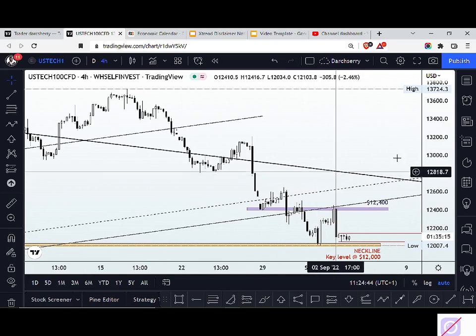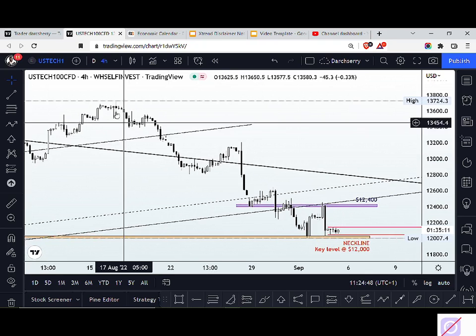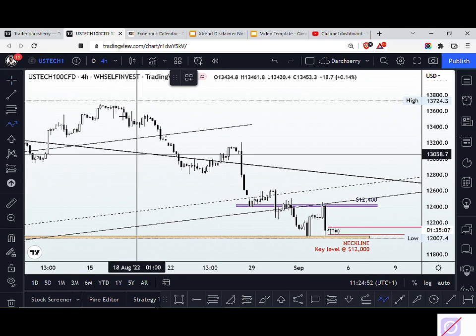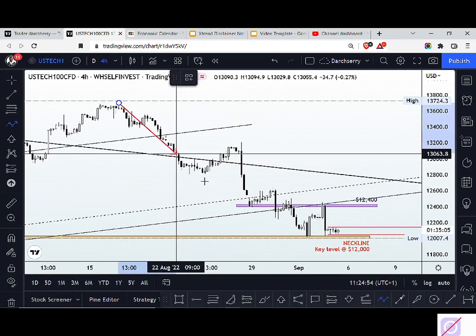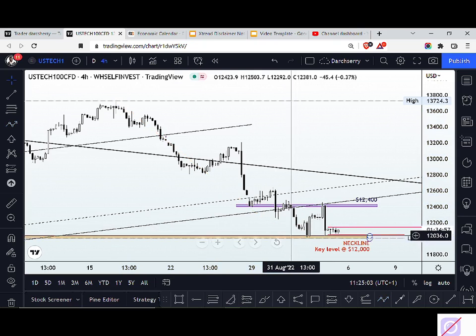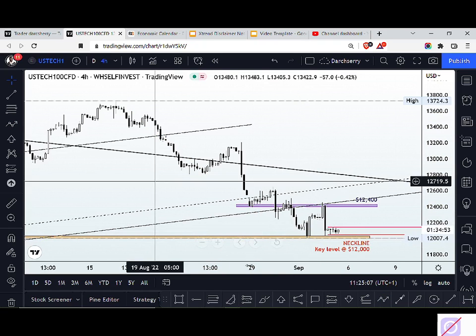So going to the 4 hours time frame here and looking at the impulsive move that started mid-August, we saw this impulsive move to the downside from here. And as soon as price came into the $12,000 mark, which appears to be the neckline, we saw multiple rejections of this level. We saw the first rejection here. We saw the second rejection.